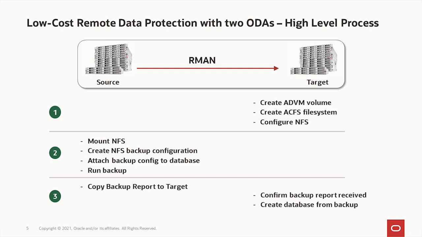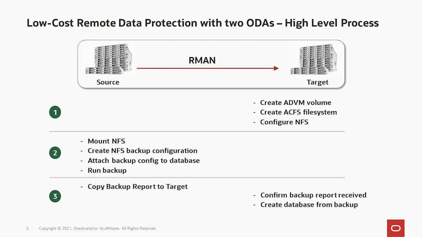The second step is now we mount that NFS mount point. Then we create a backup configuration that is going to be type NFS. And then we attach that backup configuration to the database that you want to protect. Then we run the backup. Number three is, once the backup is done, we copy the backup report to the target.